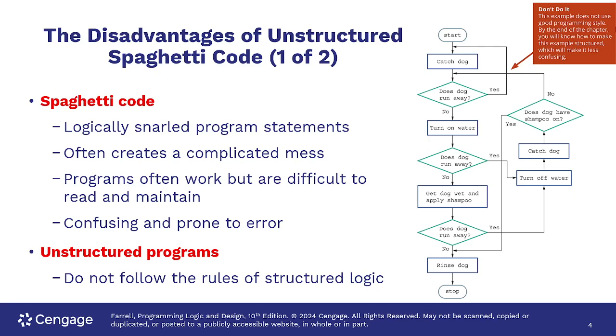And you can see this flow chart here on the right, how there's a lot of different things, and basically we have the dog running away. And if the dog runs away, we're going to catch the dog, unless the dog doesn't have shampoo on. The point is, it's very, very confusing the way this flow chart works. That really creates a complicated mess, and they're hard to read, maintain, work on. They're prone to error, and it's hard to debug them when the errors occur. They don't really follow the rules of structured logic.